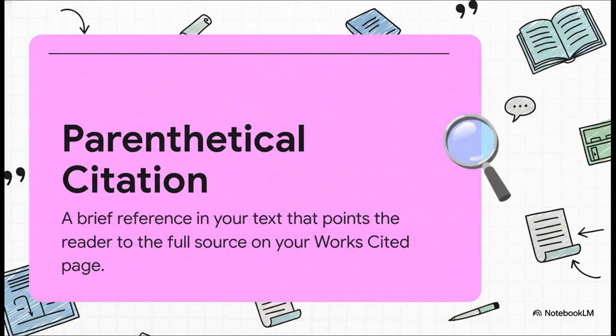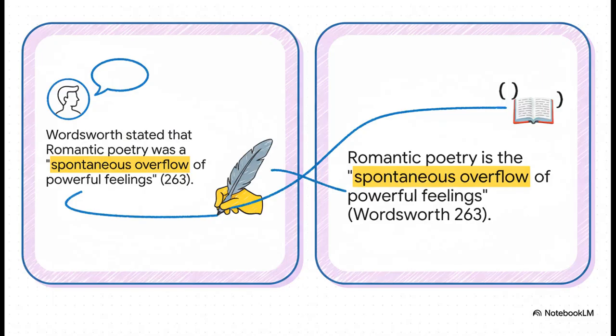The best way to think about it is like a little signpost that you stick right inside your sentence. Its only job is to be super brief and point your reader to the full source on your works cited page. It's the direct link between what you're arguing and the proof you're using. And check out the flexibility you have here.